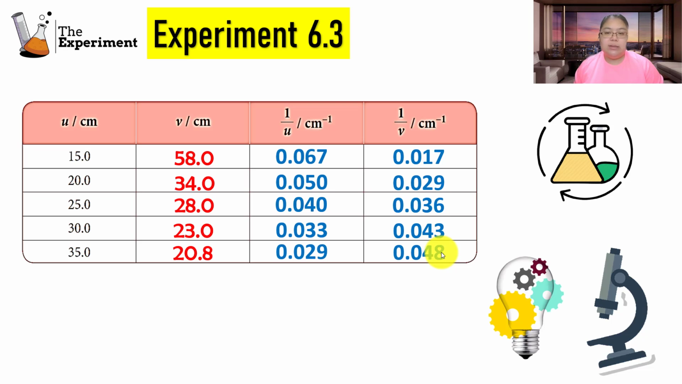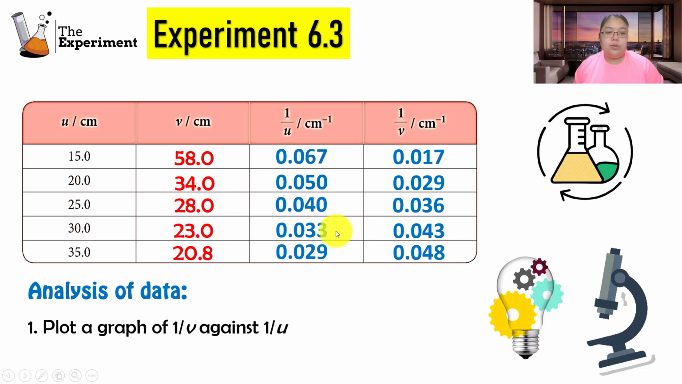Okay, then we see the next one. They want you to plot the graph 1 over V against 1 over U. So when the question mentions it like this, 1 over V, the first one against the second one, the first one is the y-axis. The second one surely is the x-axis.